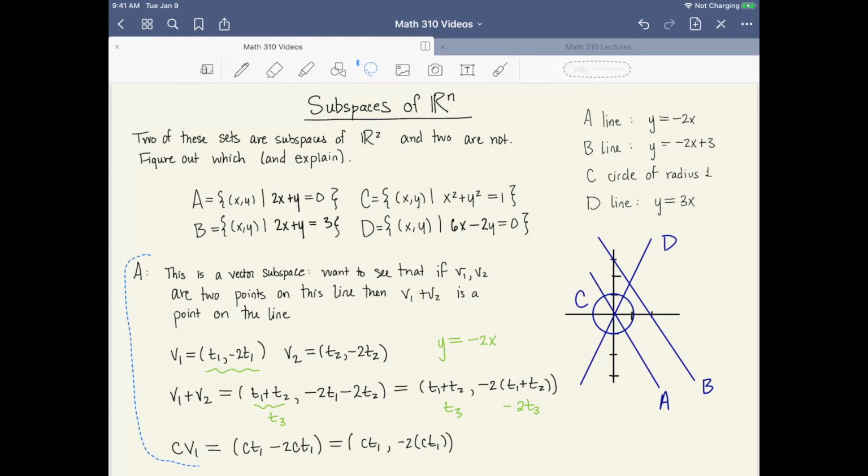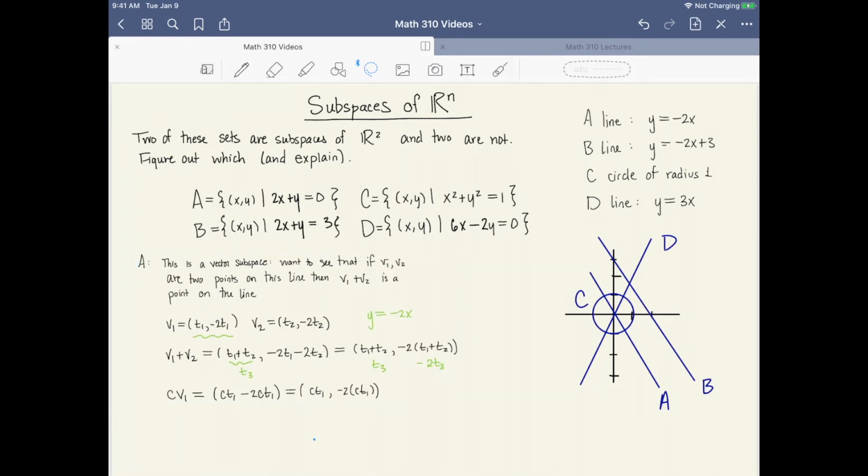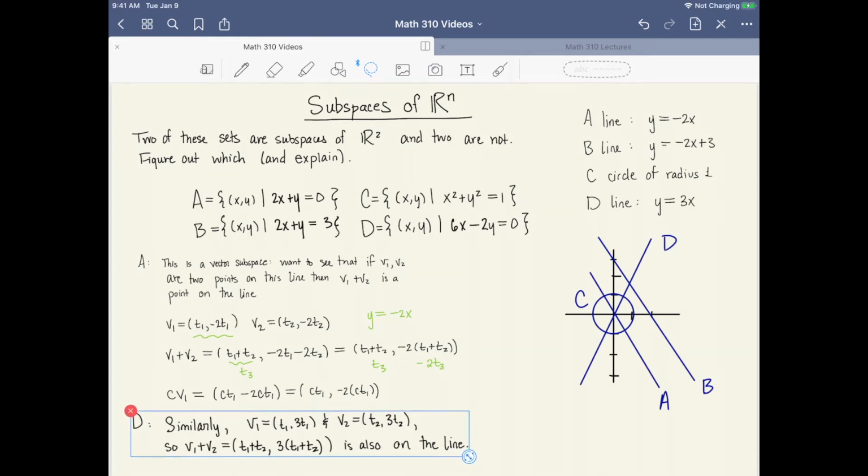For D, it becomes an issue of just parameterizing it and then performing the same kind of check. So we'll jot that down. This was how it worked for A, and similarly for D, we can parameterize things as t1, 3t1, or t2, 3t2 for our vectors v1 and v2. And vector addition and scalar multiplication are also going to produce things that lie on the same line.